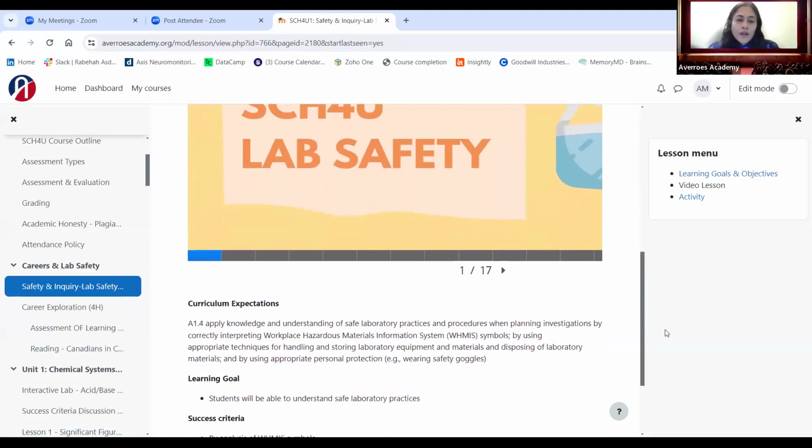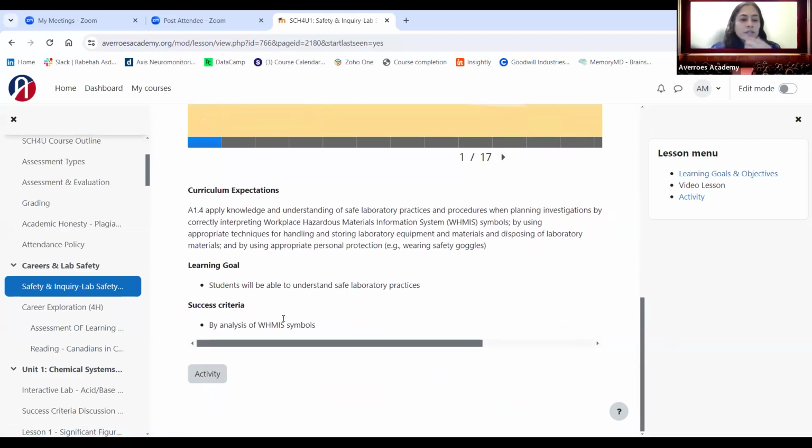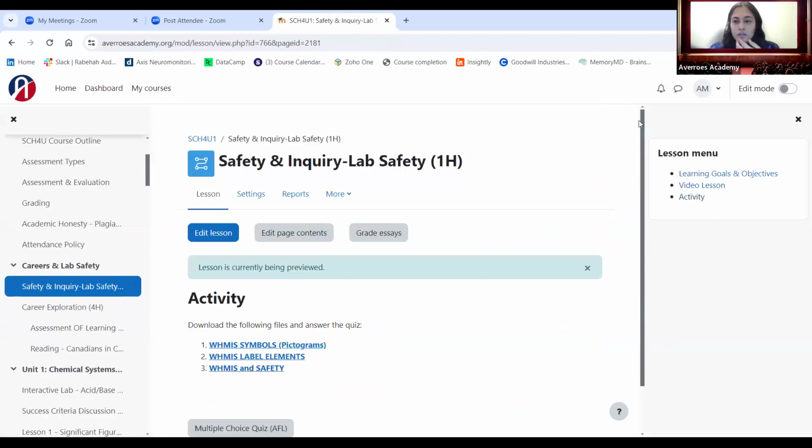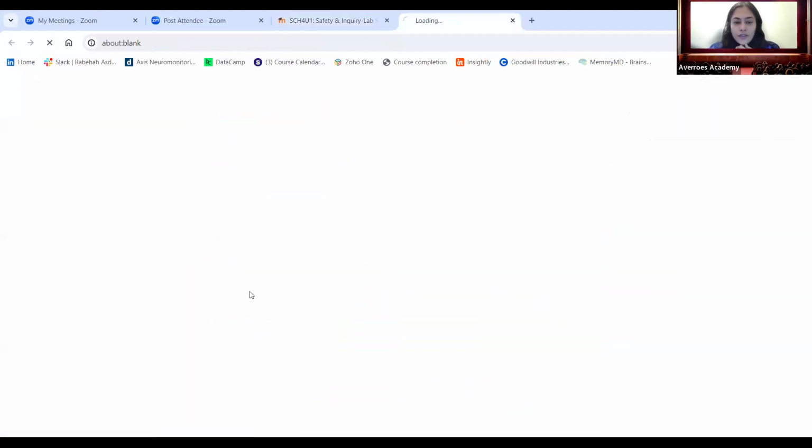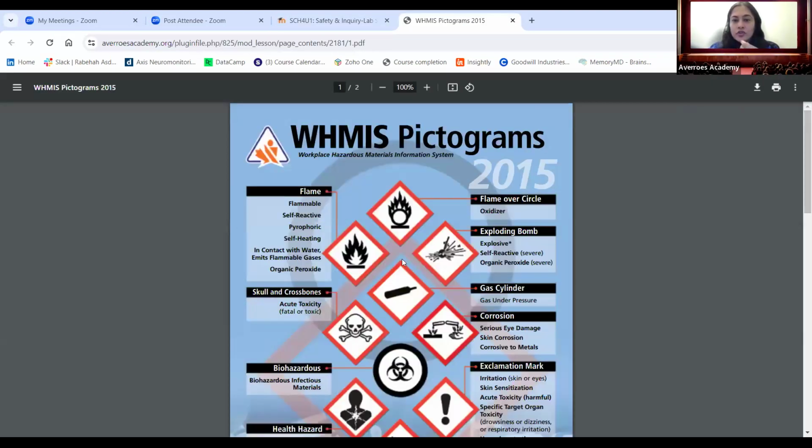Okay, now that we have gotten through this, there is an activity down here that you will be doing for homework, okay? So don't forget about this activity down here and then just turn that into me. So this is basically a WHMIS pictogram. We're gonna go over this, okay?